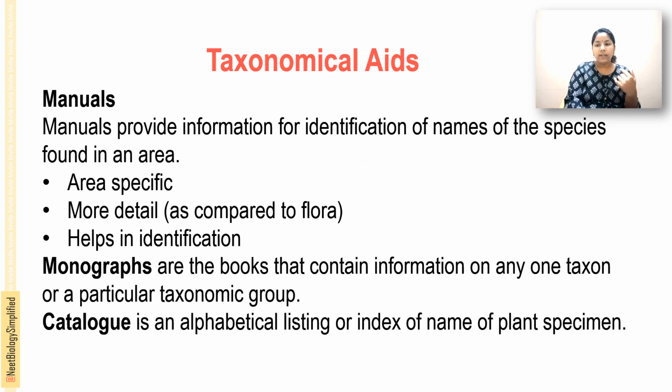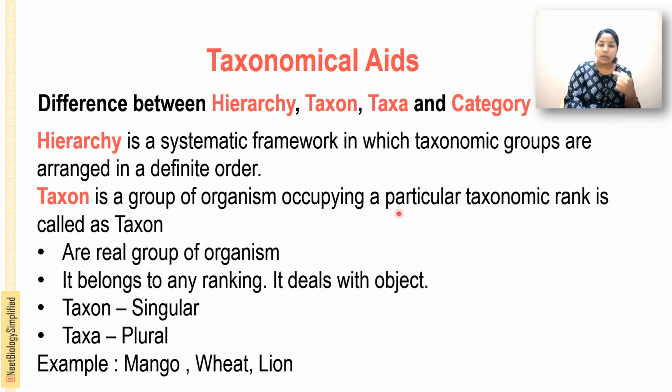In the next video, I just want to recall the last day's topic, as many have confusion regarding this and many questions are coming on this part. That is why I have included this small section along with the taxonomic aids: the difference between hierarchy, taxon, taxa and category. So what is the difference between hierarchy, taxon, taxa and category?